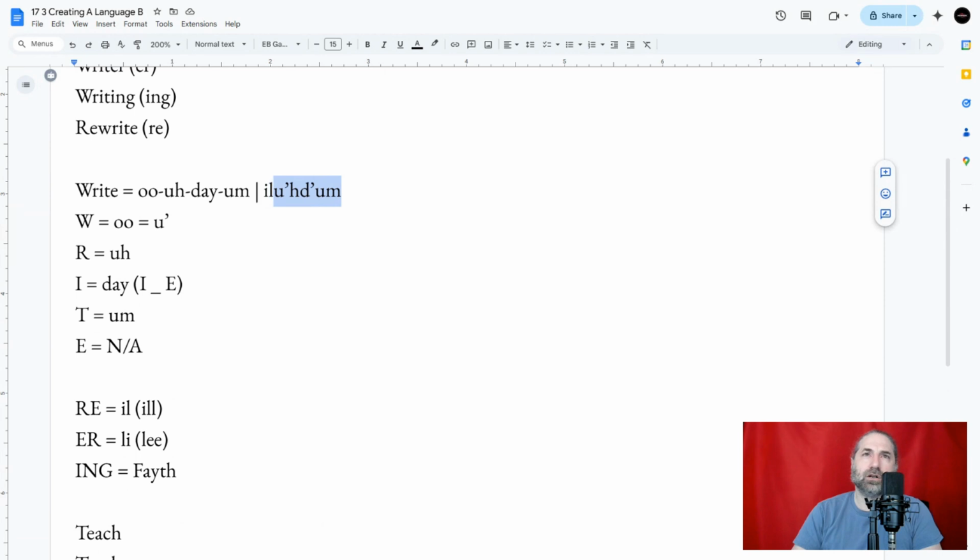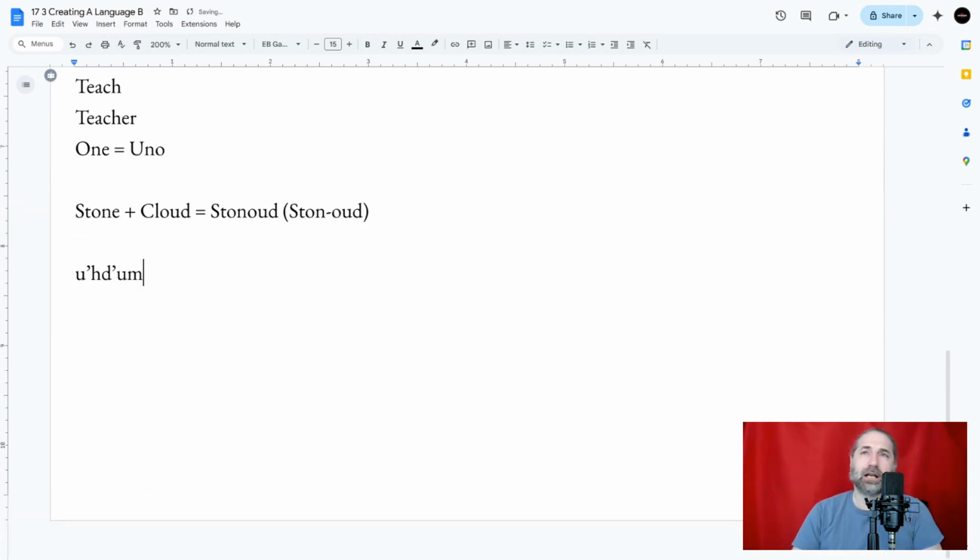Even if you do that, let's just say we take Uadeum, and then another language wants to take it. Maybe the way they spell it, they might spell it this way, or they might spell it like this. Whatever the case, the word would still mean right.